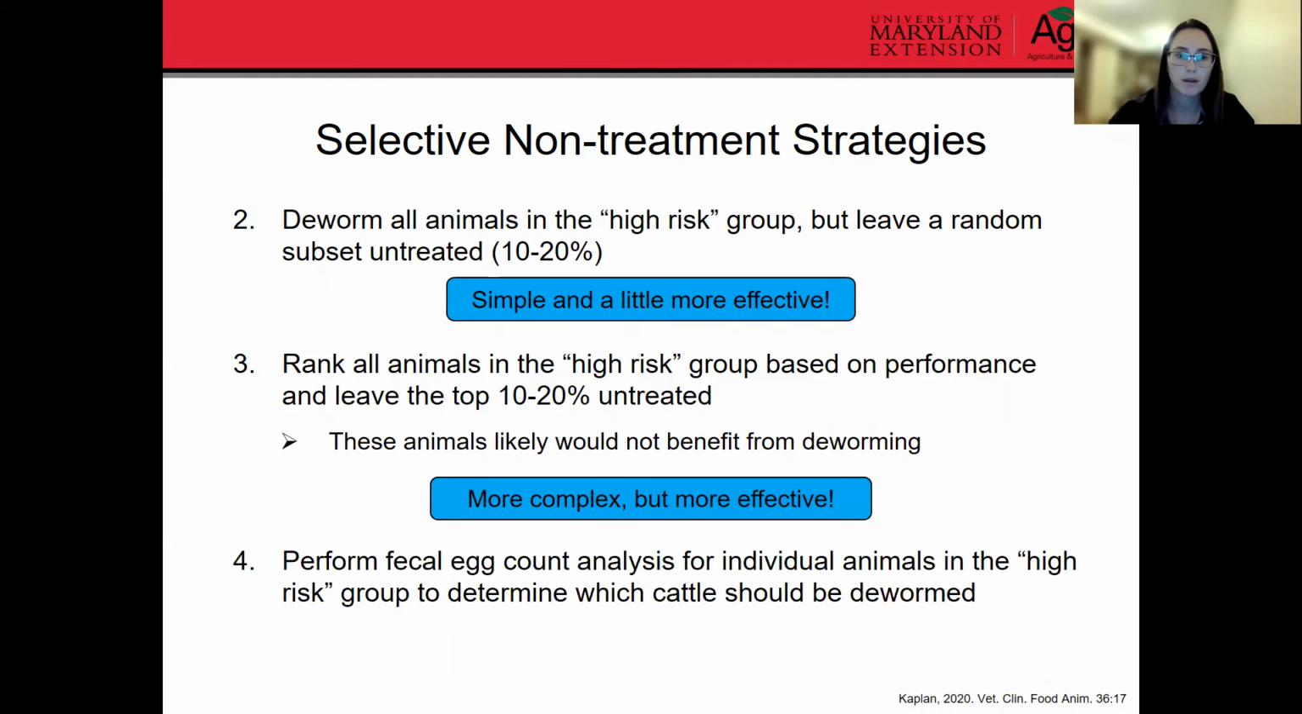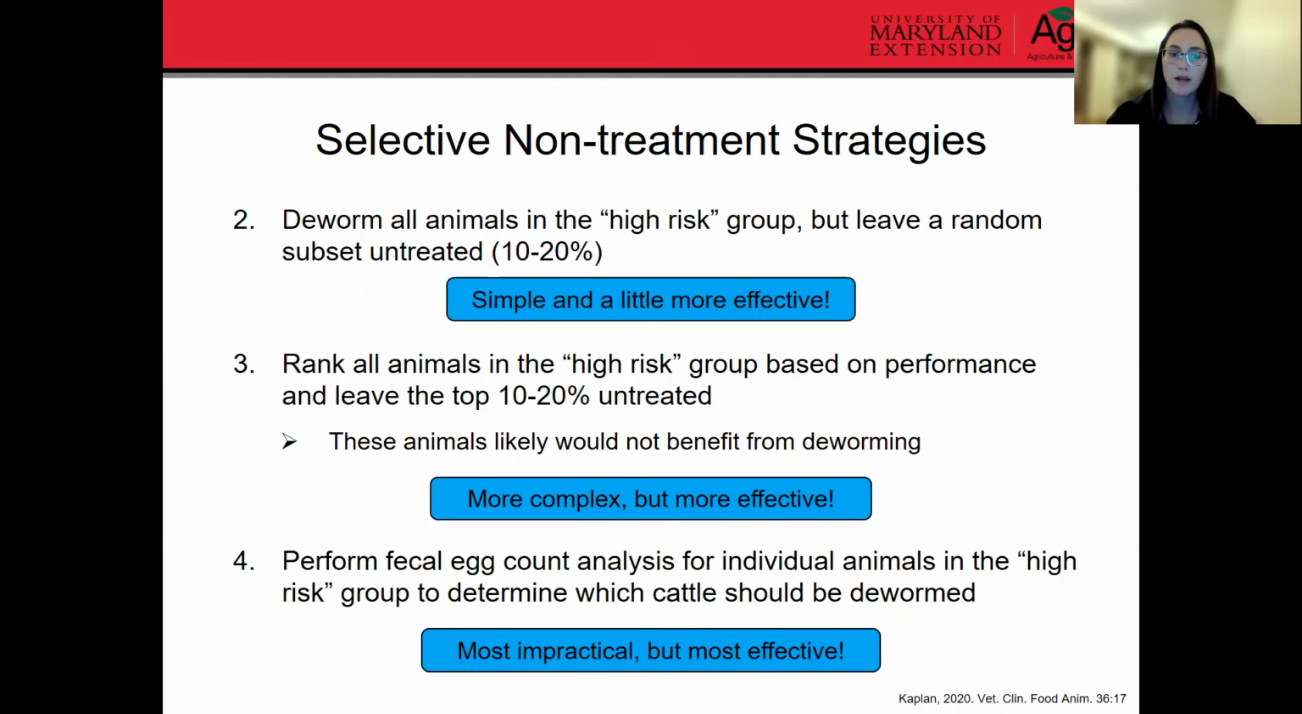And then the last, most intensive non-treatment strategy would be to perform the fecal egg count analysis for individual animals in that high risk group and only deworm those with a high parasite load after you get the results back from the lab. This is the most impractical, but it is the most intensive and most accurate way to identify the animals that really shouldn't be dewormed.